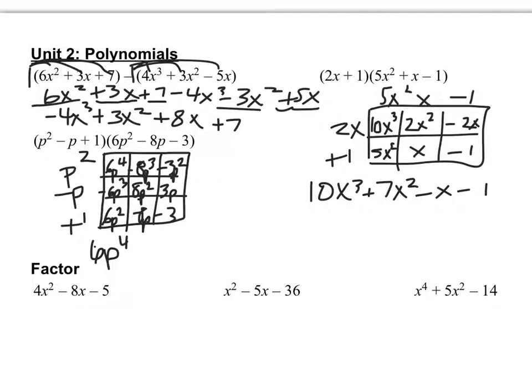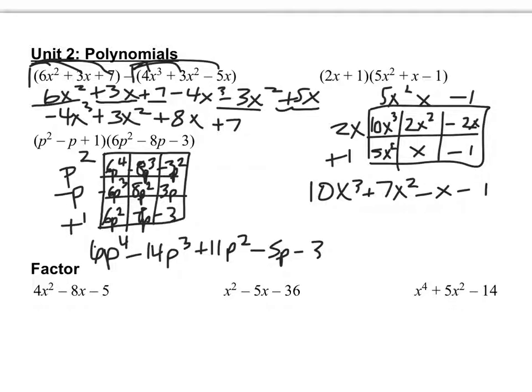Okay, 6p to the fourth, then minus 14p cubed, and then I have 11p squared minus 5p minus 3.